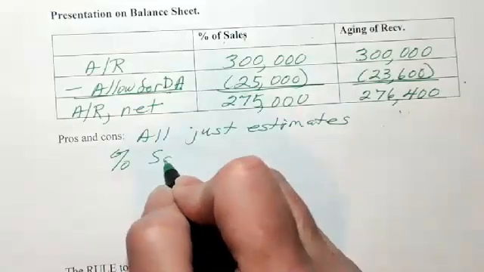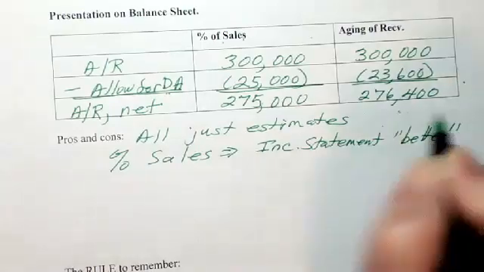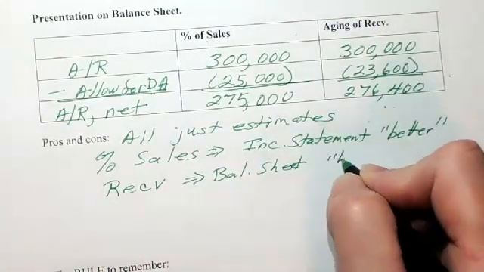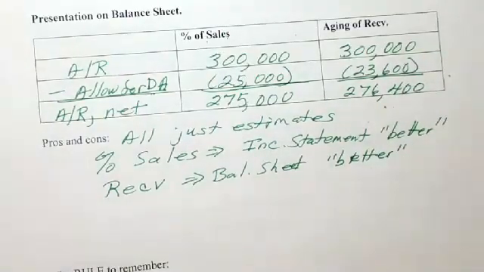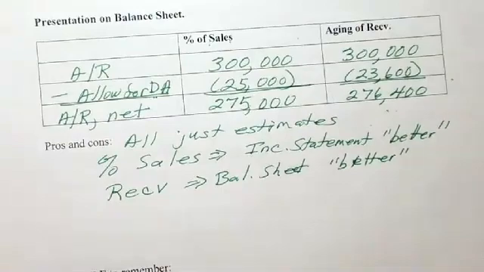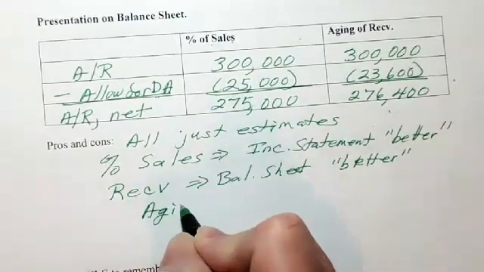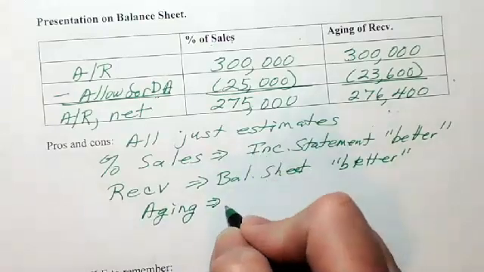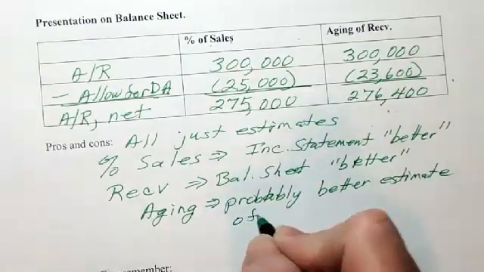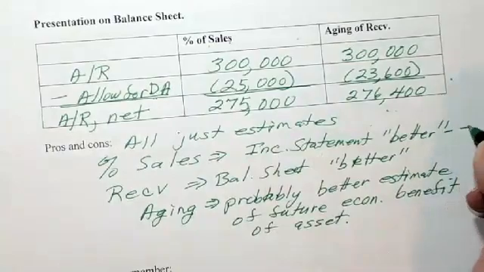For the percent of sales, the income statement is, let me put it better, with the receivables method, your balance sheet is probably a little better. And another thing we'll see over time is that's a trade-off FASB has to make all the time: do we want your income statement to be more spot on or your balance sheet? And there's no right answer. So a lot of times they'll allow you to do either. Seems to me, again, especially with that aging, that is probably, in my opinion, a better estimate of the future economic benefits of your asset. For percent of sales, it's easy.